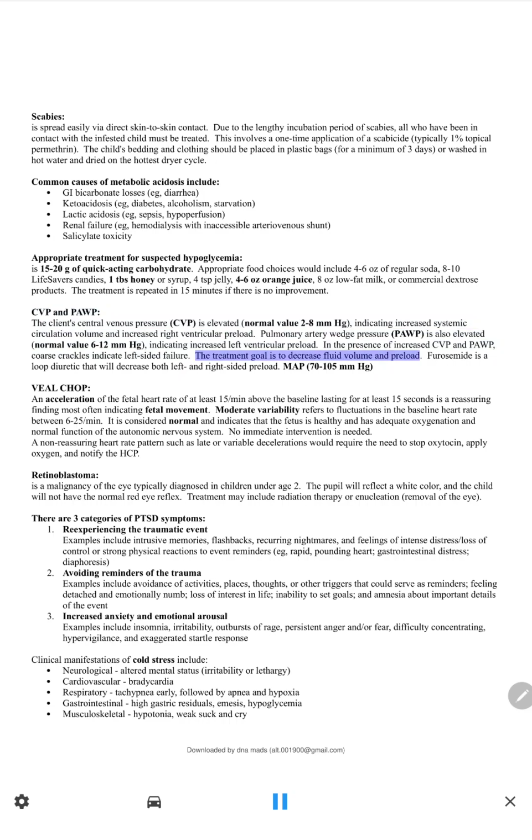The treatment goal is to decrease fluid volume and preload. Furosemide is a loop diuretic that will decrease both left and right-sided preload. MAP, 70-105 mm Hg.